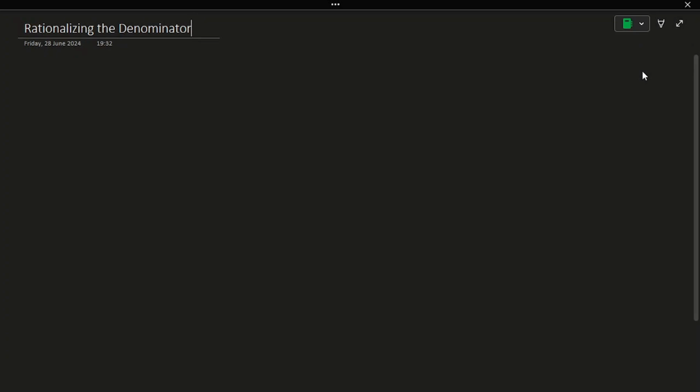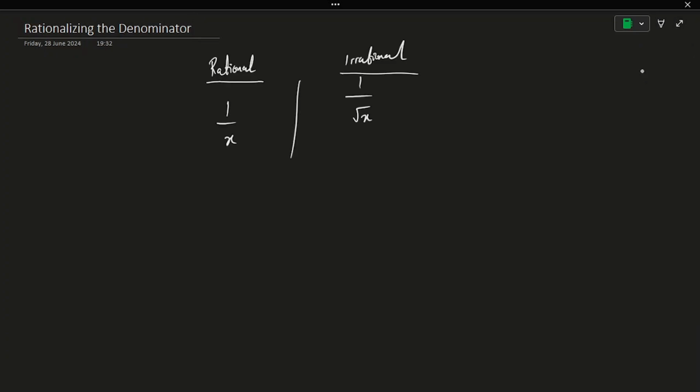In today's video, I'll be teaching you how to rationalize the denominator. So in the given expressions, the 1 over x is said to have a rational denominator. Why? Because the x is just x. And in this second expression, you have 1 divided by root of x, and it is said to be irrational. Can you see the difference? The difference is that this one is just x, and this one, its denominator, is root of x.